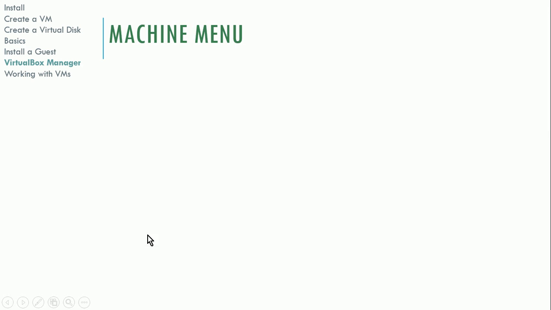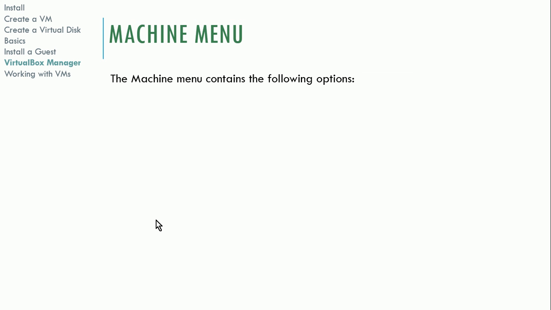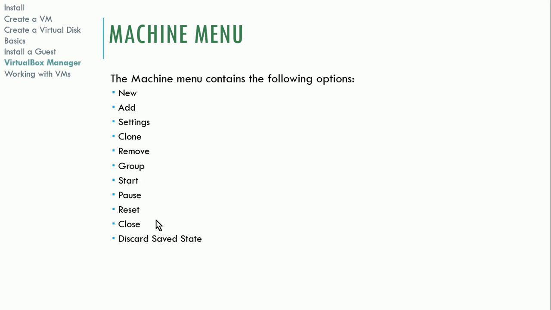So here's a table. Oops, let me go back. Here's a table of some of the things you'll find in the file menu. The machine menu contains options for the virtual machine. For the currently active virtual machine, you can create a new one. You can add a virtual machine from a virtual disk that you import. You can clone your machine. You can change the settings. You can remove it, start it, stop it, pause it, close it. All the things that we talked about already.